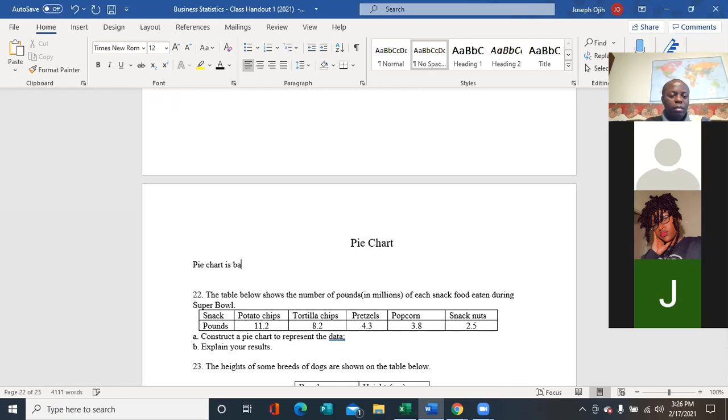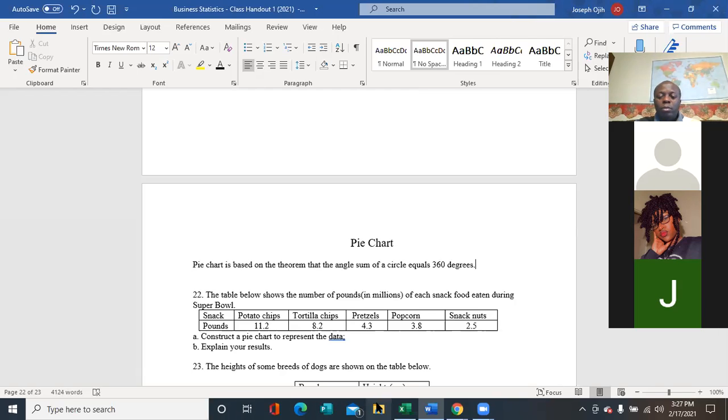is based on the theorem that the angle sum of a circle equals 360 degrees. So it's like a circle. When drawing pie charts manually, you're going to need what you call a protractor to measure the angles.